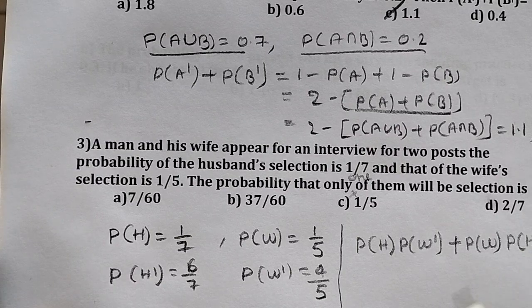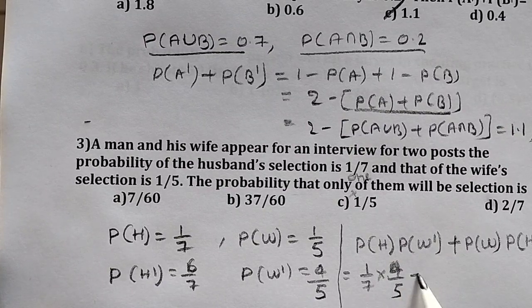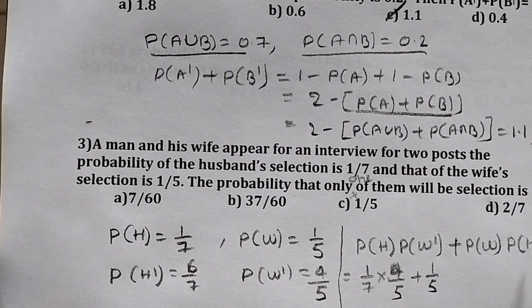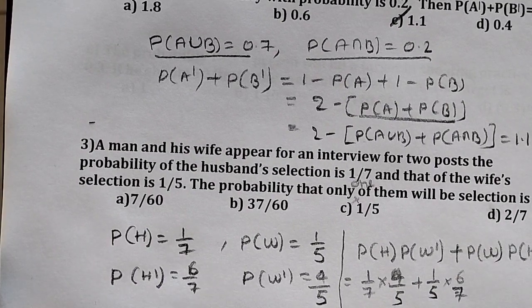This is H bar. Now this value is 1/7 into 4/5. P of W bar is 4/5. Now P of W is 1/5, and P of H bar is 6/7. So simplify this one.